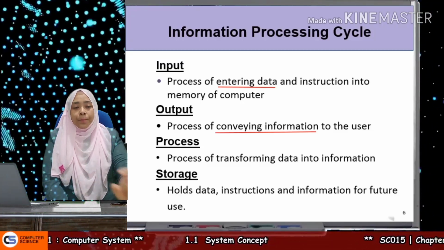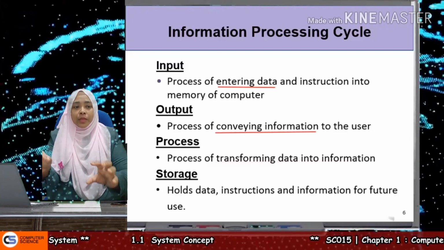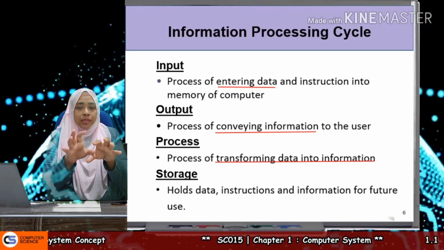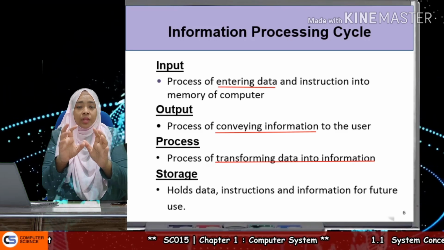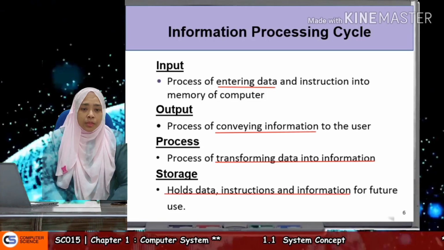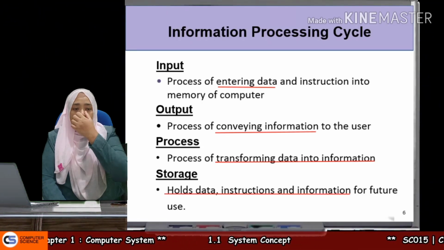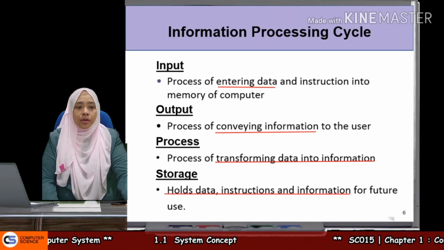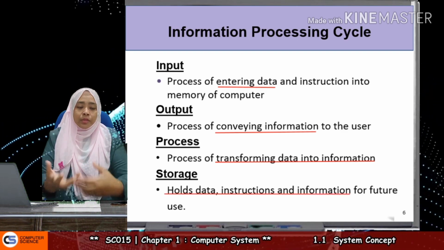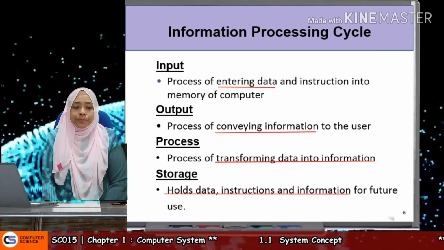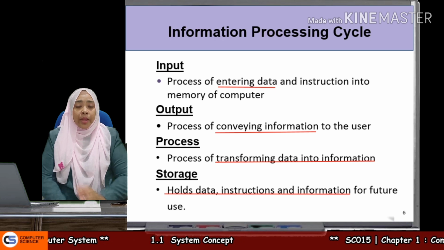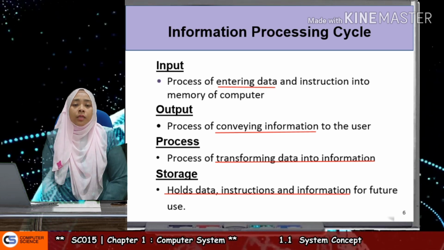The third step is process, which is to transform input into output. Based on the diagram, we have input, we have output, and in between we have process. So process is the process of transforming data, from the input, into information, the output. And storage: hold data, or instructions and information, for future use. So let's say we save our assignment in our pen drive, so in future we can use our assignment again, or any other information that we keep in our pen drive.